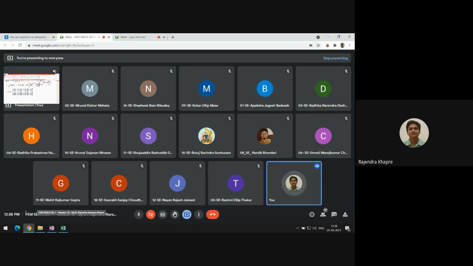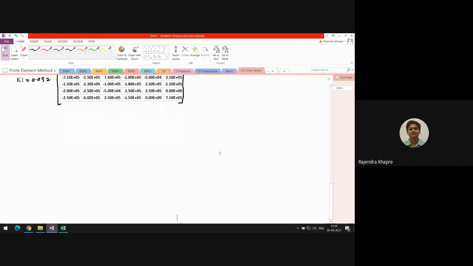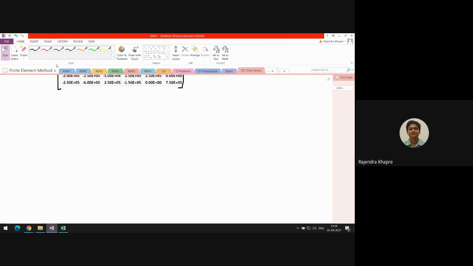Okay, I'm going a little bit fast today because I don't want to waste the time in doing the calculation part. It's just a simple matrix multiplication, so you can please do this part. So this is how we should get the value of k1. Now let us quickly calculate the value of k2 as well. Your k2, I'm talking about now, will be your element number 2.